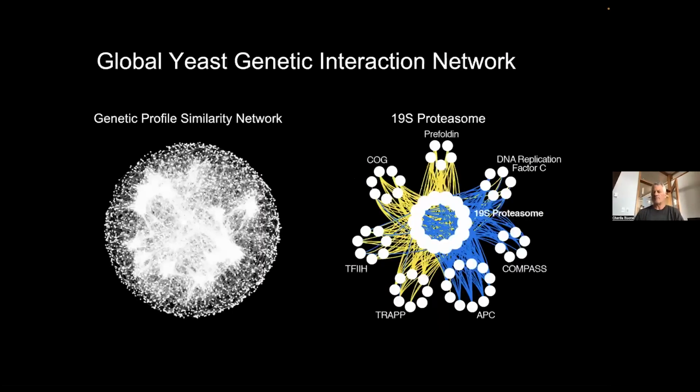And in the end, you get this wiring diagram where you could see something like this. The 19S proteasome genes are essential, but we can have partial loss of function mutations in any one of these. And they're all synthetic lethal with the APC complex. So we end up connecting these two modules. And this is the way we think genetics is wired underneath the hood.